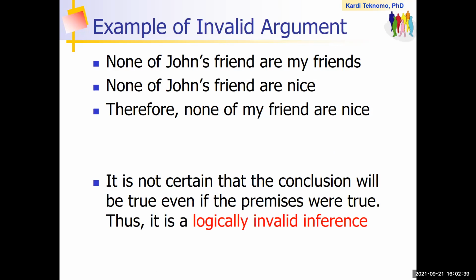Again, now here, none of John's friends are my friends. None of John's friends are nice. Therefore, none of my friends are nice. So this is an invalid argument. Why? Because it is not certain that the conclusion will be true even if the premises were true. So the form in here is incorrect. So this is an example of a logically invalid inference.